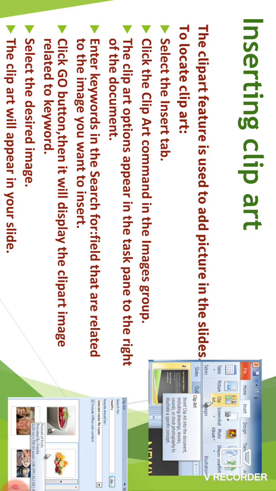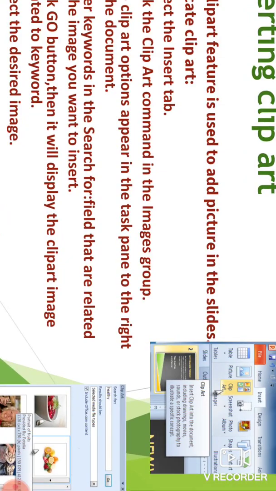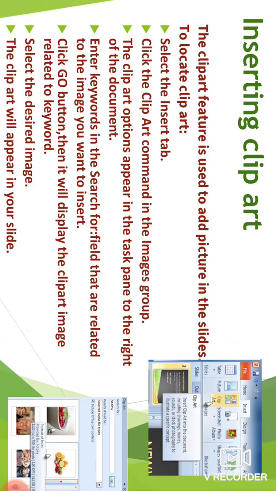So how will you apply clip art? For this, click on the insert tab. Here a figure is clearly given. Click on the insert tab, image group, and then click on the clip art button. When you click on the clip art button, a clip art option appears in the task pane to the right of the document. Means on the right side of the document, a task pane will appear in which you can see search for. Means the picture that you want to search, type the keyword related to that picture, then click on this go option.